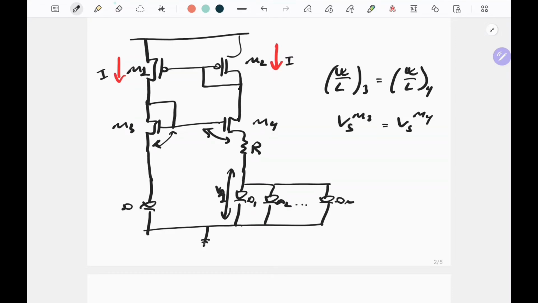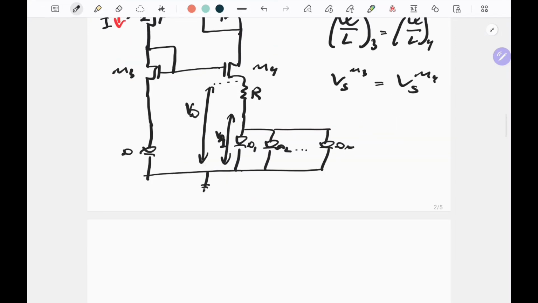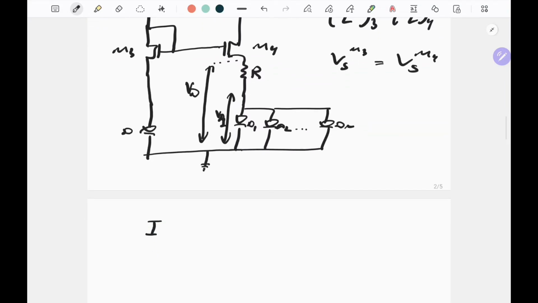Now we notice that the source of M4 is the top terminal for the resistor R, and it is equal to the source of M3, which is the diode voltage on the diode D. So this voltage would be VD. Therefore, the current in resistor R is VD minus VD1 over R.